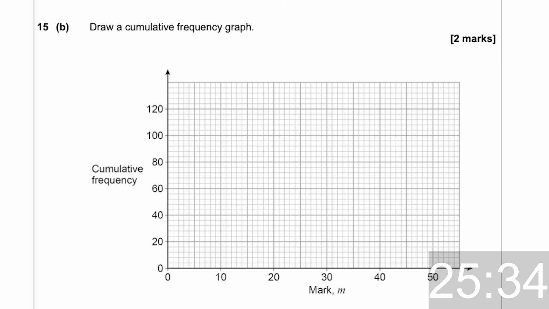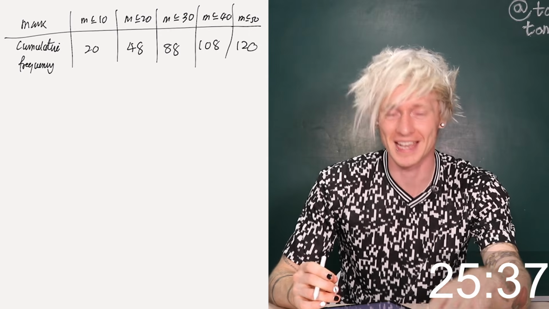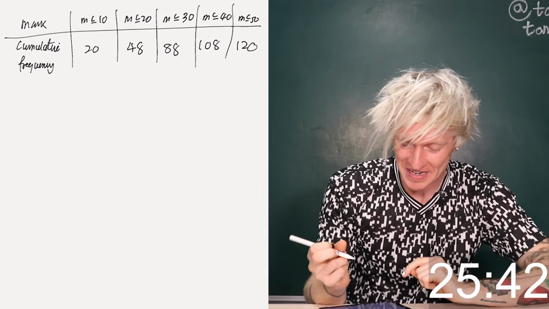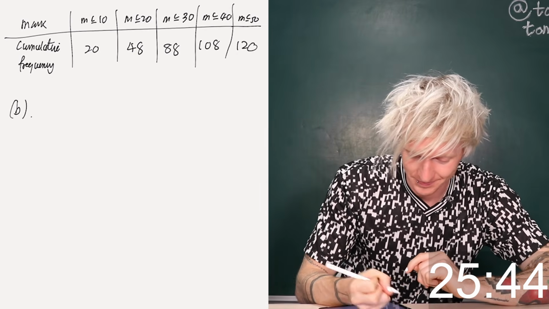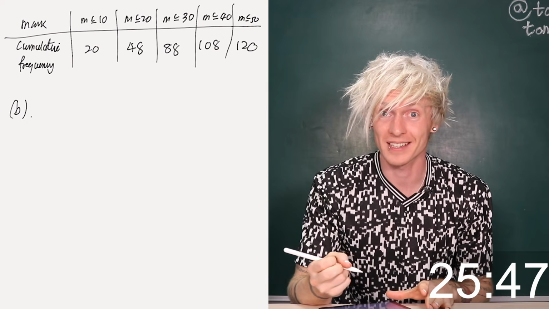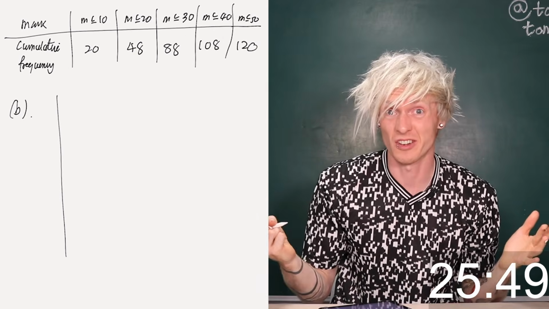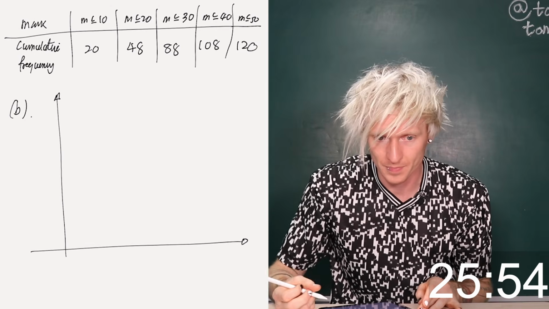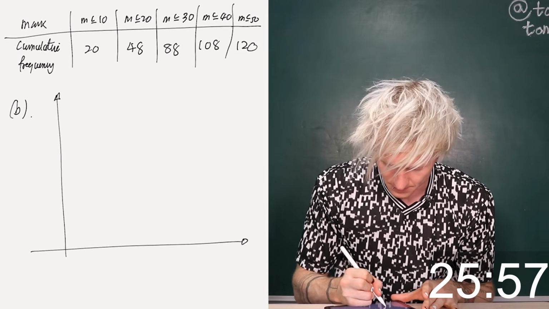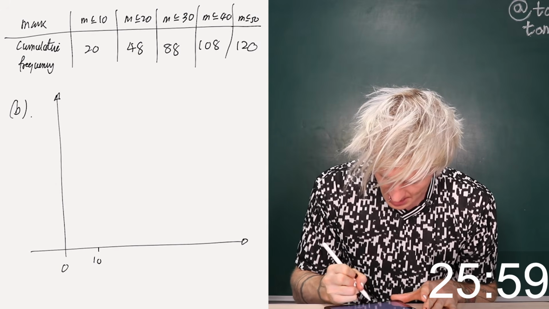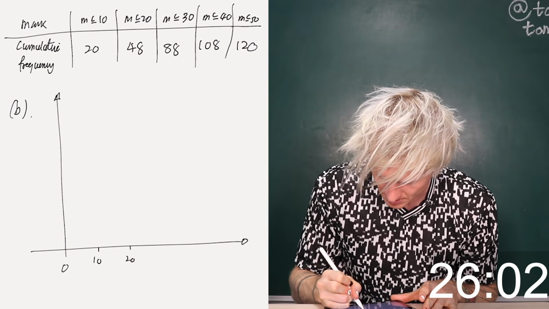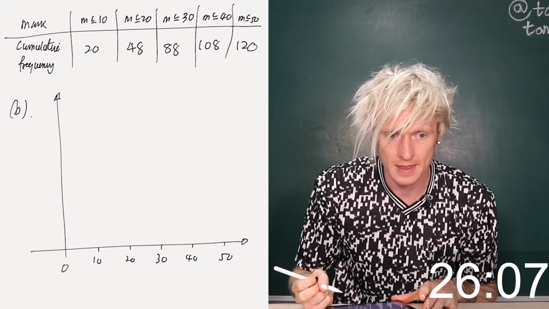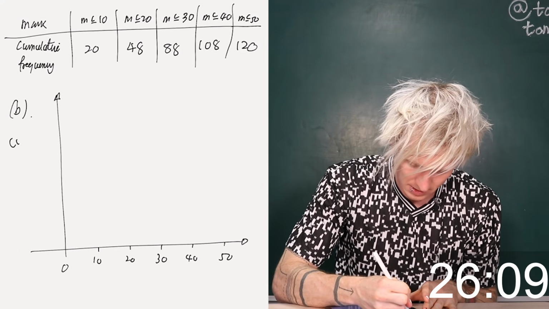Oh, I've got to draw another graph. Of course I've got to draw another graph without having the axes on my tablet. Draw a cumulative frequency graph. So I'm going to attempt to draw this as accurately as I possibly can. Sorry, Ben, you'll have to just take my word for this. Mark up to 50. Okay, so we're going to have 0, then 10, that's about right, 20, 30, 40, and 50. And then that's going to be the cumulative frequency.